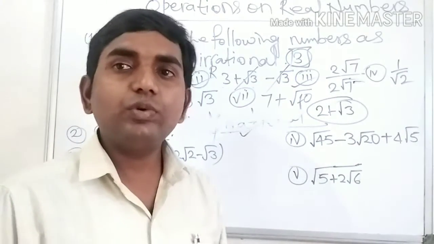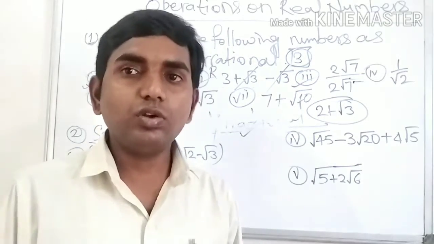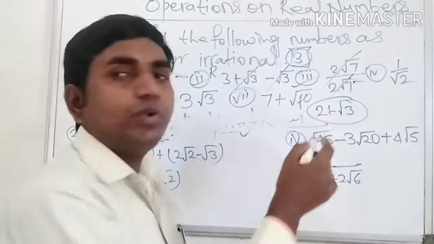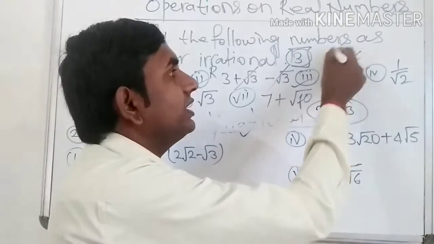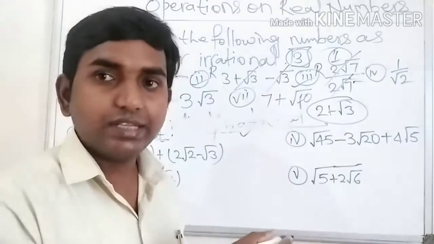Okay, in this we have to divide irrational numbers. When dividing irrational numbers, there is a possibility that the result becomes rational or irrational. So after dividing, we find out 1, and 1 is a rational number. So this number is a rational number.